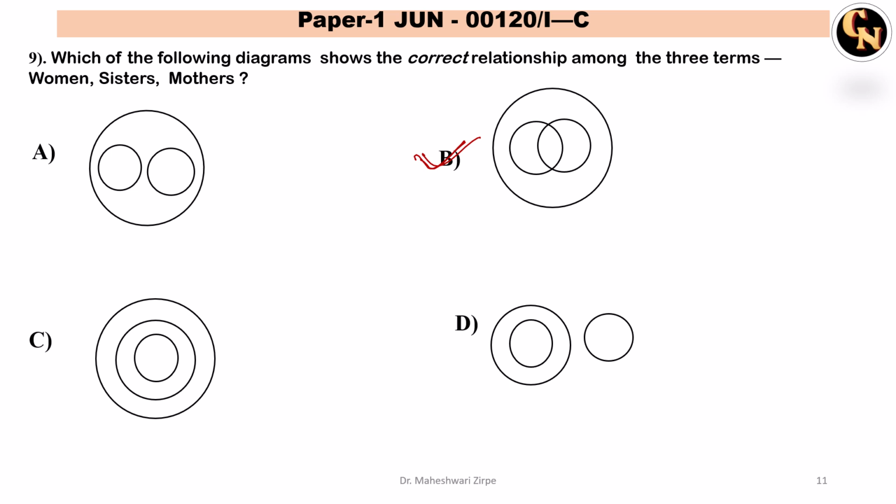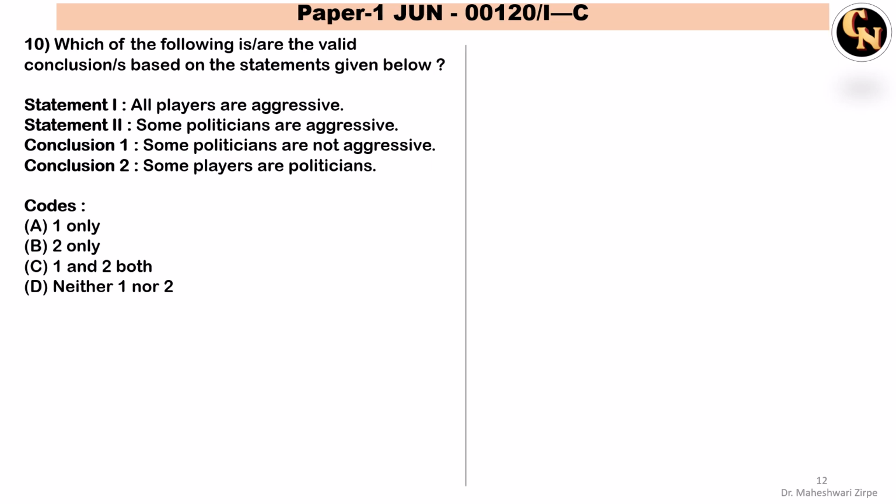How? Suppose this bigger circle represents woman, then one circle will represent sisters, and the other circle will represent mothers. Now a few mothers may be sisters, or a few sisters may be mothers, but all sisters may not be mothers. That's why this is the correct representation of the diagram. B is the correct representation of the diagram. Correct? Now let us go to the next one.